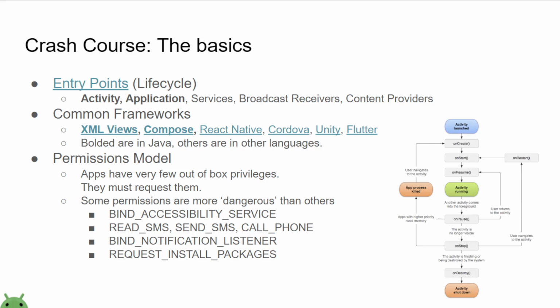All right. Now that we've talked about frameworks, let's actually talk about the permissions model. Android apps don't actually have much in the way of out-of-the-box privileges. They have to request them by declaring them in the manifest. Some permissions are granted automatically simply by putting them in the manifest, but others are considered dangerous. Dangerous permissions would include stuff like bind accessibility service, read SMS, send SMS, and call phone. Bind notification listener is not actually one of the dangerous ones, but in practice, it's pretty dangerous. So, with a dangerous permission like read SMS, you would have to explicitly have a pop up within the app that would then allow the user to grant that permission.